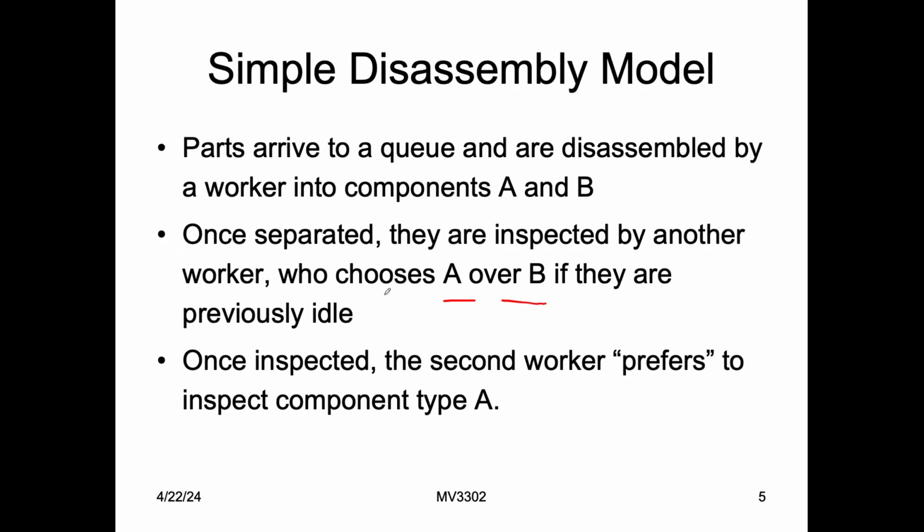Okay. So our first assumption is that there's one that the person actually prefers to do for whatever reason. And we're going to look at that assumption, but just to get the model going, we're going to say we're going to choose A over B as if they're previously idle. And then once they finish inspecting, they're still going to go to a type A, just because those are the ones they prefer. That's the assumption.